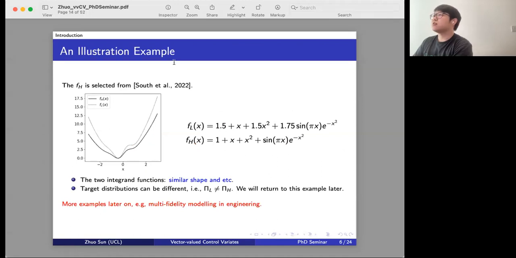So here is an illustrative example selected from South et al. This paper. You can see I'm plotting two functions here, and both of them share a very similar shape. They also have the same decreasing and increasing areas. The distribution of interest can also be different. For instance, these two distributions are not necessarily the same. We will return to this toy example later, and more examples in the area of multifidelity modeling will be included later as well.